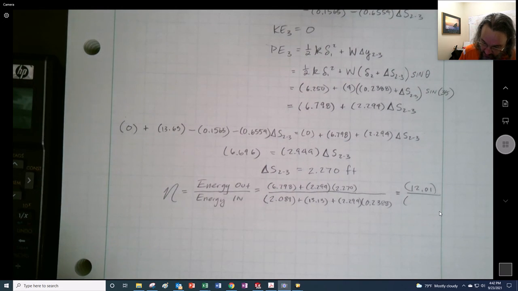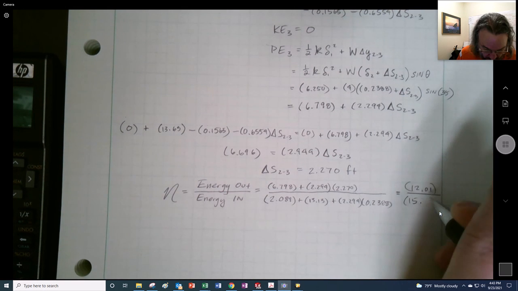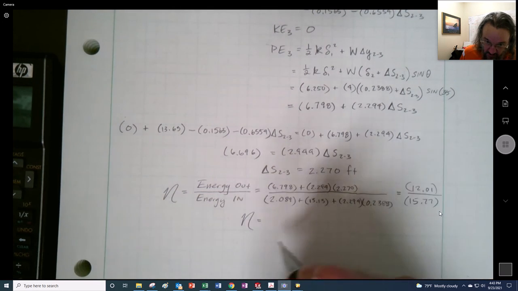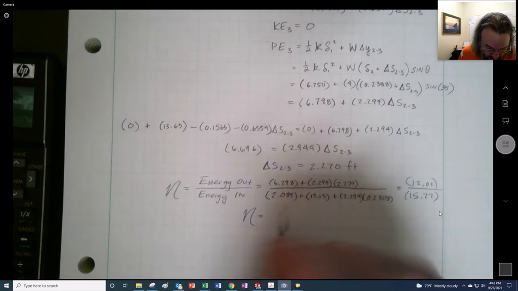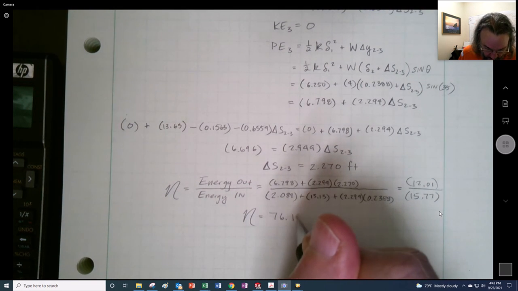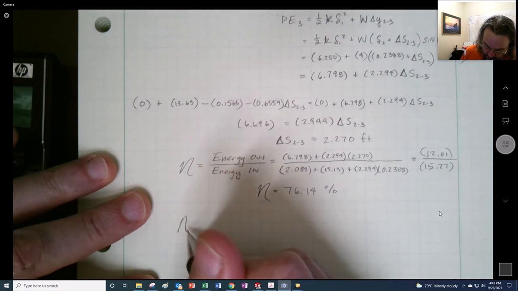But they look a lot alike, but they're not related to the, okay. I think so. Yeah. 0.2388 times, wasn't much, and then plus. Let me get 15.77. So my efficiency of this whole thing is going to be, divide that out, 76.14%. So here are my answers.